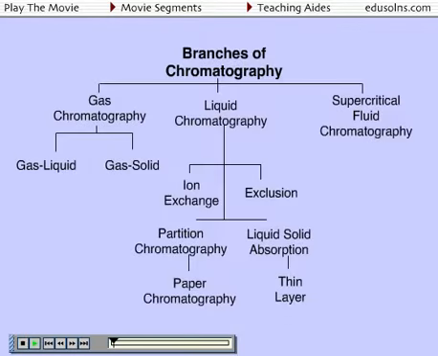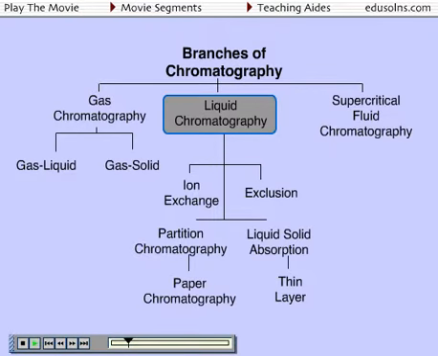Given the huge number and types of organic compounds that have been documented, it is not surprising that a wide range of chromatographic techniques exist. These can be divided into three basic types: gas chromatography, liquid chromatography, and supercritical fluid chromatography. We will focus on liquid chromatography.